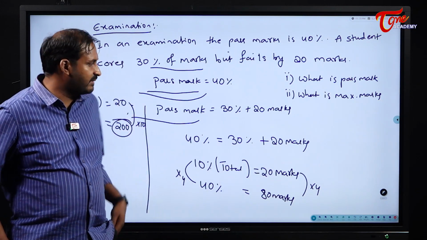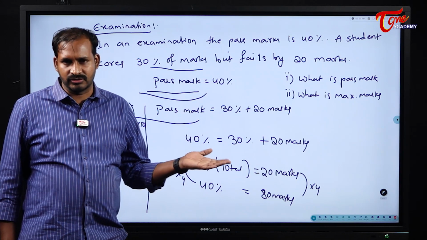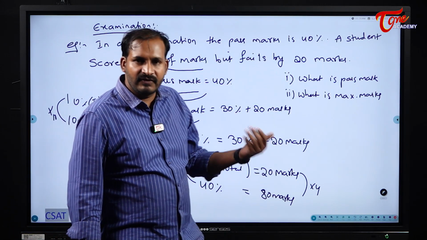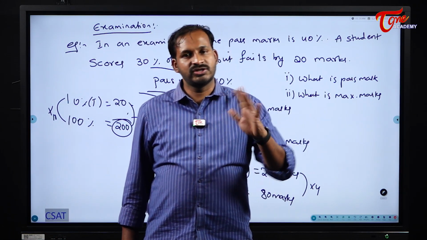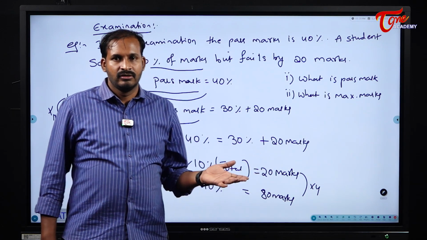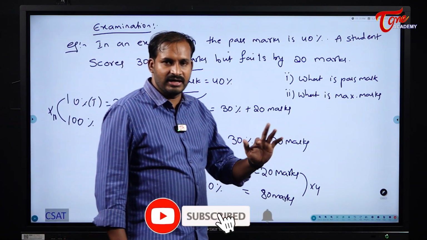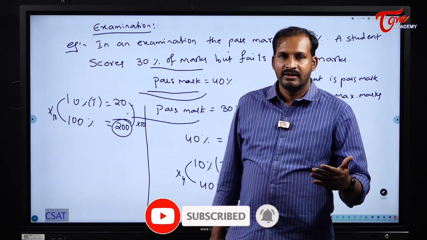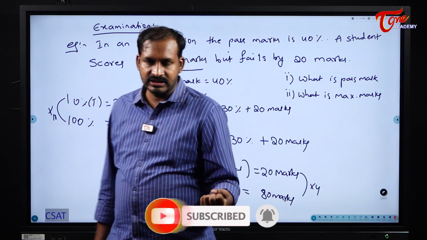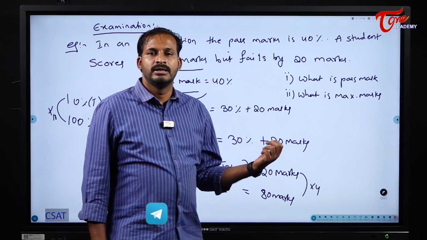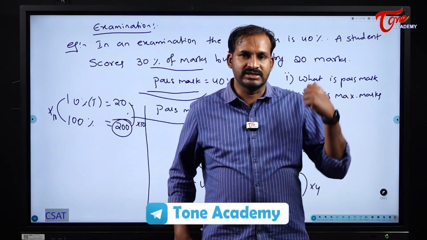Based on the examination, sometimes they may give you two students also. One will pass by 20 marks, one will fail by 20 marks, something like that. Then also you can compare the things, students. Okay, like this we will see in our next session, continuation sessions. We will see the concept of profit and loss as well as problems on percentage and profit and loss which were asked in previous years.